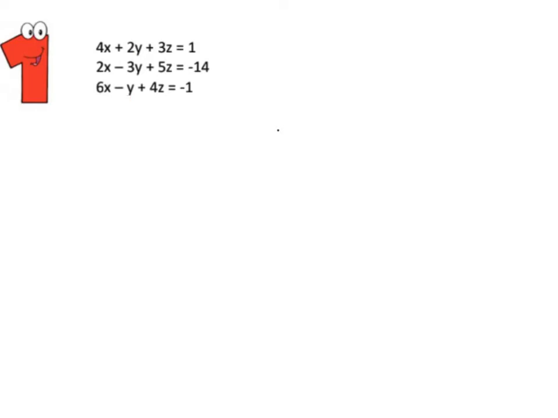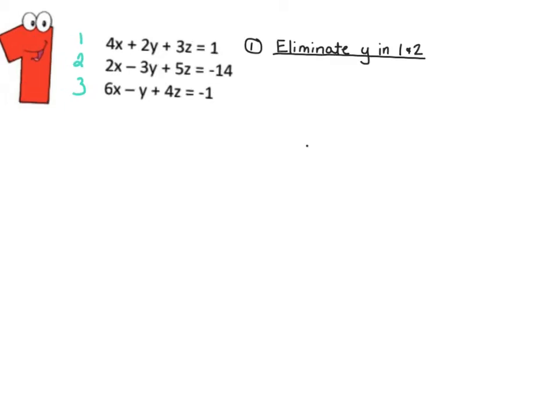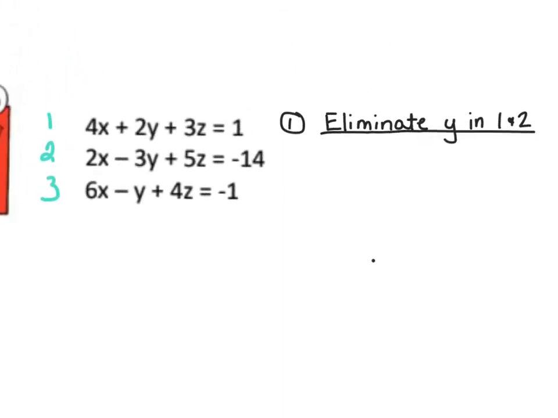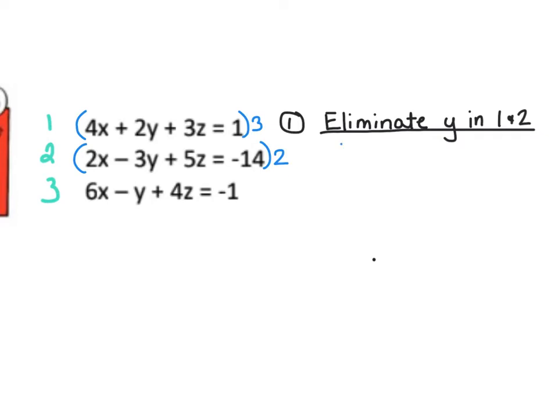And to help keep track of everything, I'm going to number my equations as 1, 2, and 3 to help you see what I'm doing. And I am choosing to eliminate y in the first 2 equations. So to eliminate y, I'm going to just zoom in here a little bit. In the first 2, I'm going to multiply the top one by 3 and the bottom one by 2. This will create a pair of opposites.